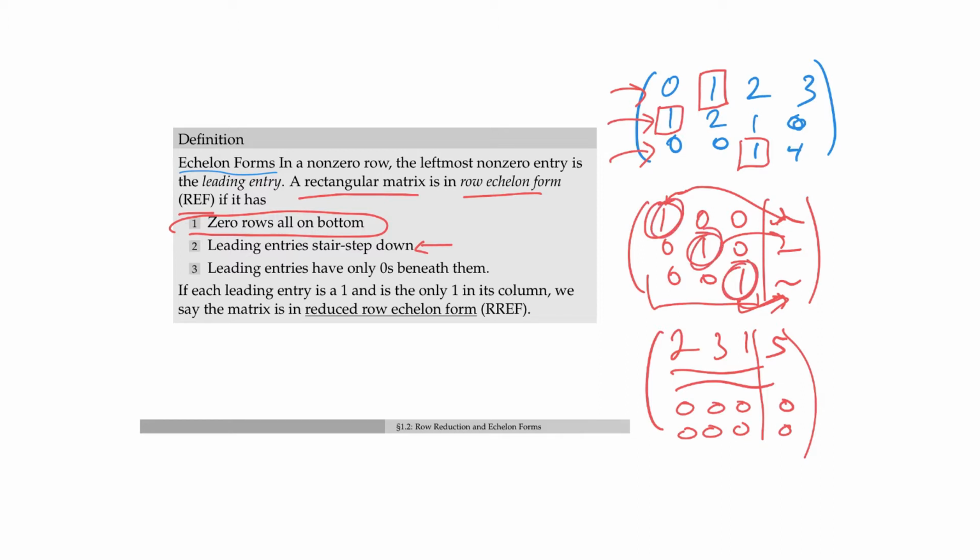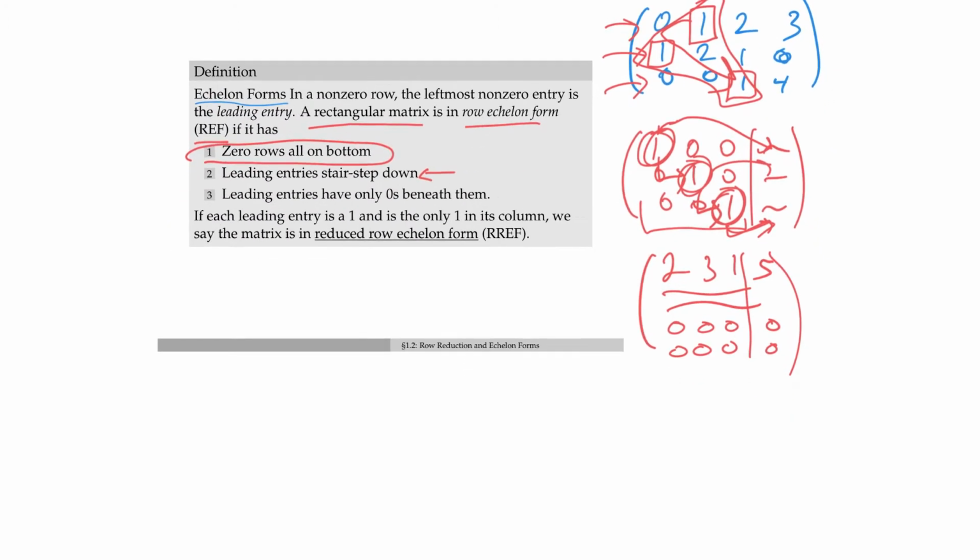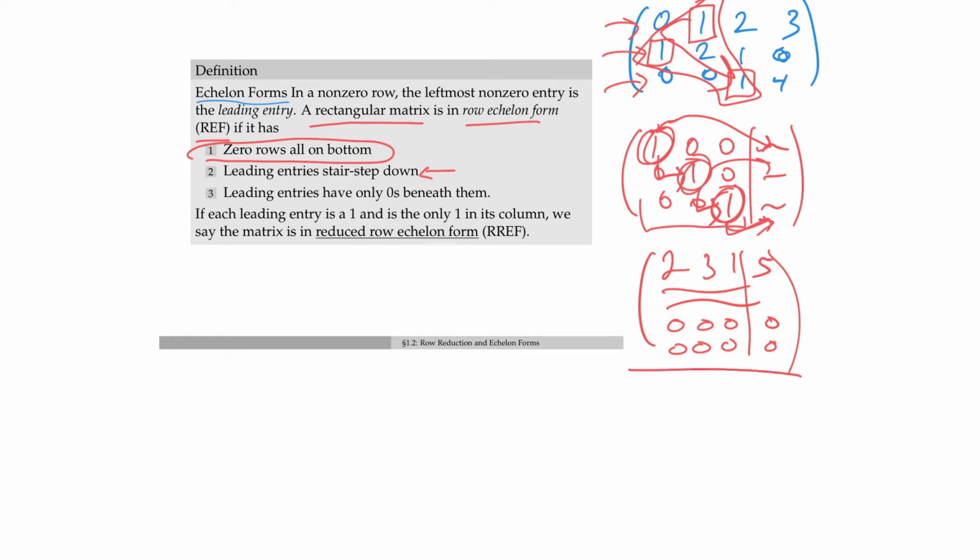My leading entries here, they stair-step down. Here, my leading entries do not stair-step down. They zigzag all over the place. That is not what we want. Now to give you another example, we have 1, 2, 3, 0, 0, 1, 0, 0, 0, and let's say 1, 2, 3. Look at that augmented matrix. My zero rows are on the bottom, and my leading entries are still stair-stepping down.